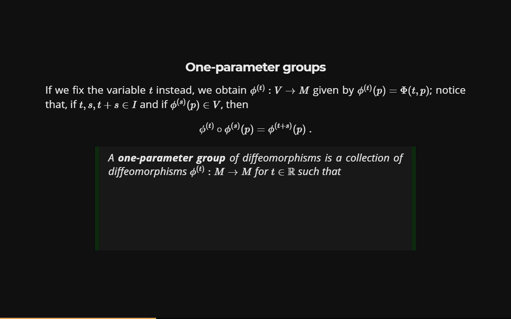A one-parameter group of diffeomorphisms is a collection of diffeomorphisms, f with t, from M to M with t in R, such that this relation holds. Now, here it's M, so we don't bother where the first map sends the point P, because they are all defined on all of M, and we live in R, so we don't need this condition. Okay?